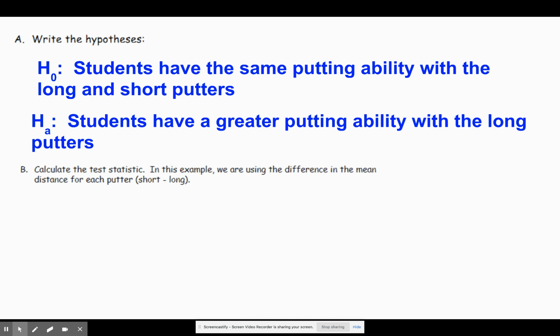Now what we want to do is calculate our test statistic. And in this example, what we're going to do is use the difference in the mean distance for each putter. And we're going to do the short putter versus the long putter.